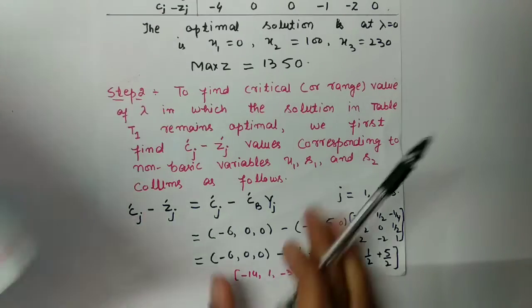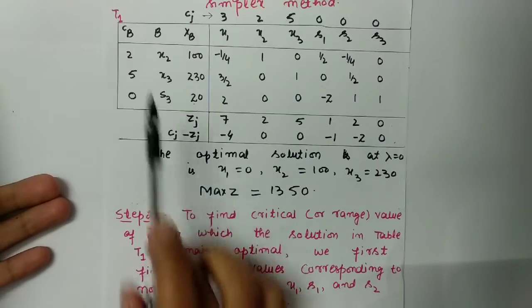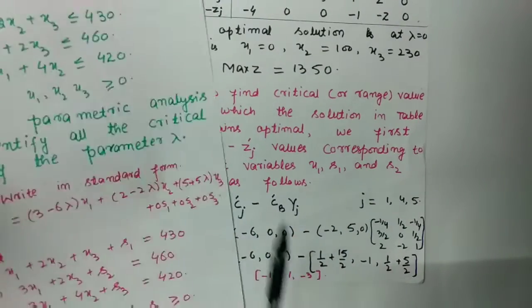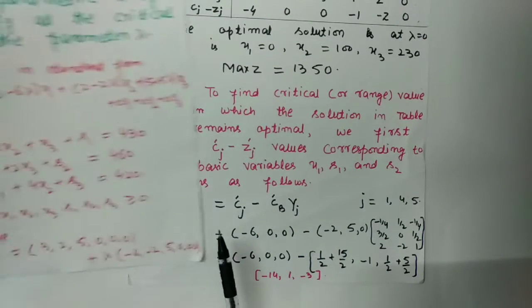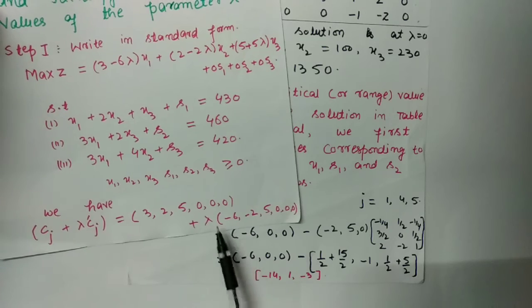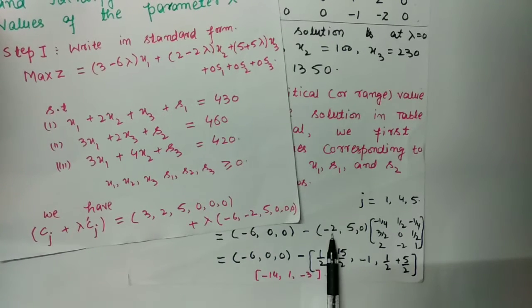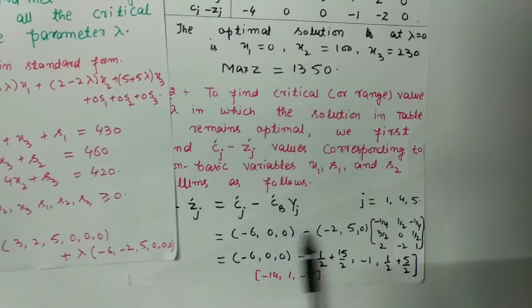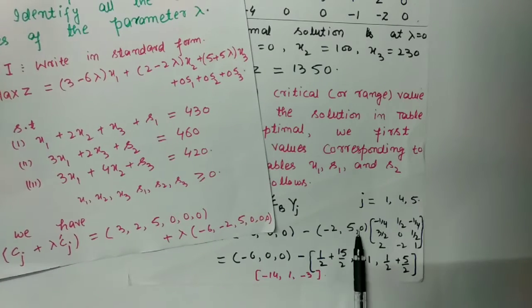C dash b is the value corresponding to the basic variable. Here the basic variables are x2, x3 and s3. So I will write the value corresponding to x2, x3 and s3. Corresponding to x2 is -2, so I had written here. Corresponding to x3 is 5. And corresponding to s3 is 0, so I had written here 0.